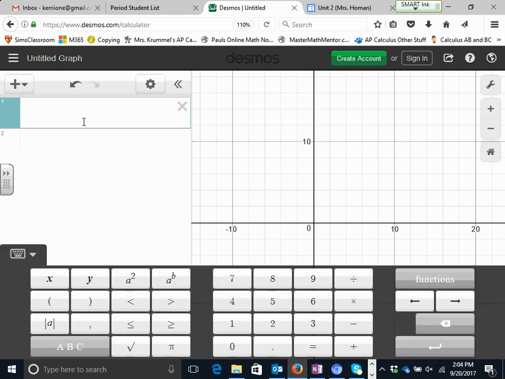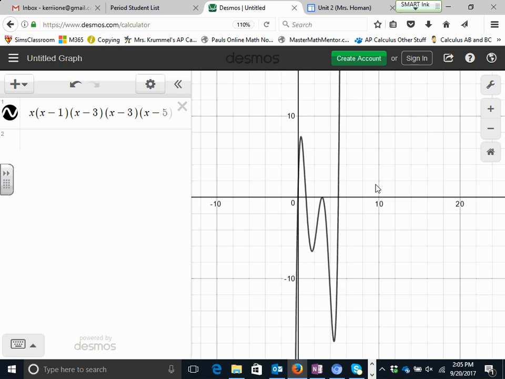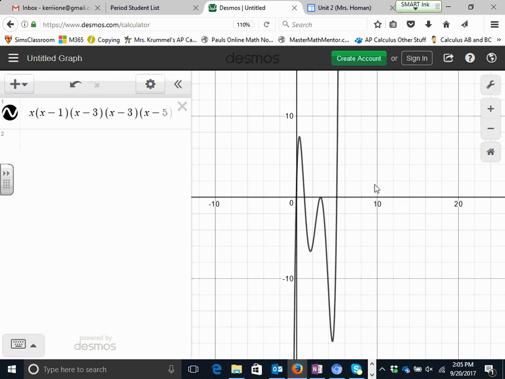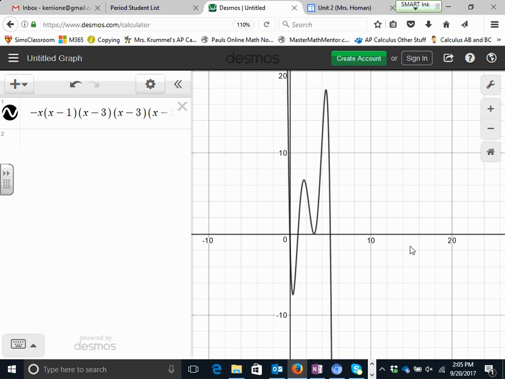Okay? You can just start punching in zeros, or excuse me, factors. x minus 1. I want x minus 3 to happen twice. And then x minus 5. Okay? So I start to get a pretty cool shape, right? Like, all right, well, I kind of like that, but I would rather have these guys on the other side of the x-axis, so I can put a negative, and now it flips them over, okay?